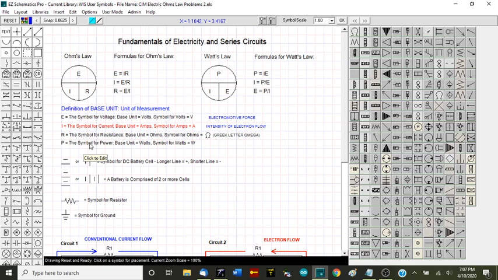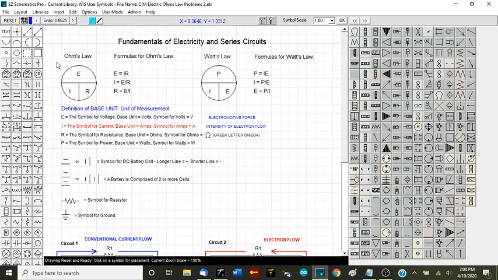Next we have P for power. And the symbol for power is P. The base unit is watts. That's what we measure power in. And the symbol for watts is W. I don't think any further clarification is necessary for power. I have 2 pie charts up here, and I want to go over the formulas with you.